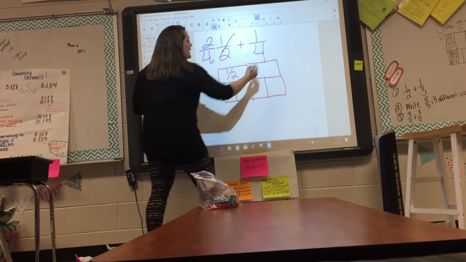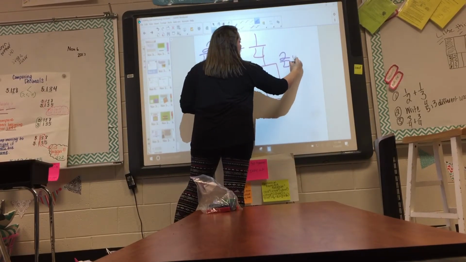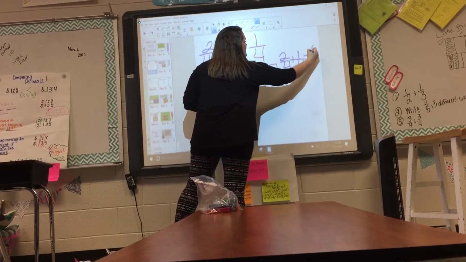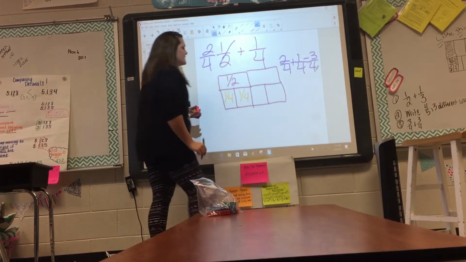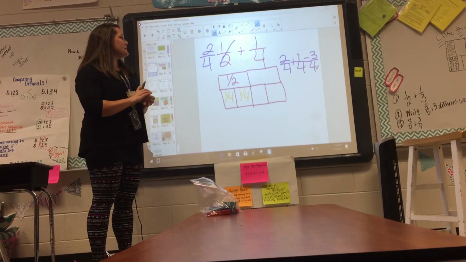And so now I look and I go, oh, well, I can do 2/4 plus 1/4 because denominators stay the same and you just add your numerators. So that's what we're trying to really focus on.